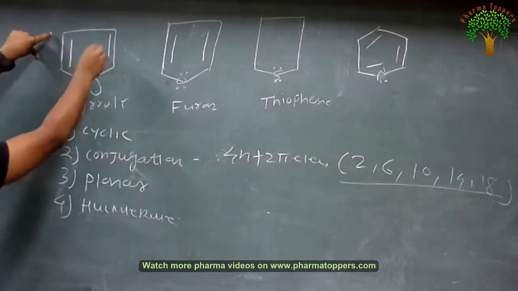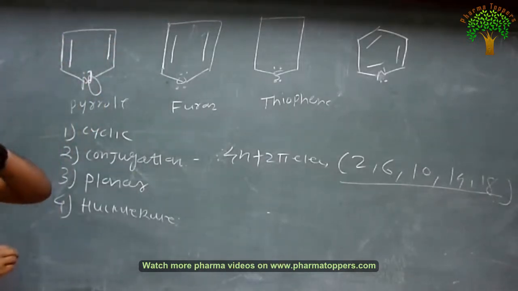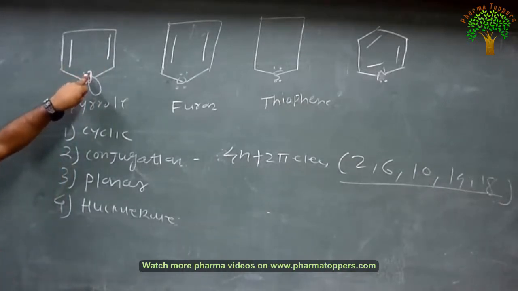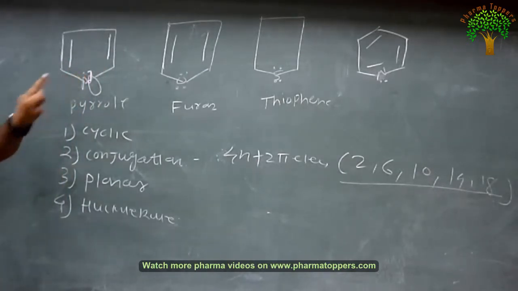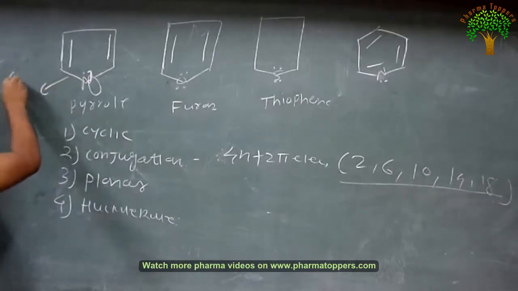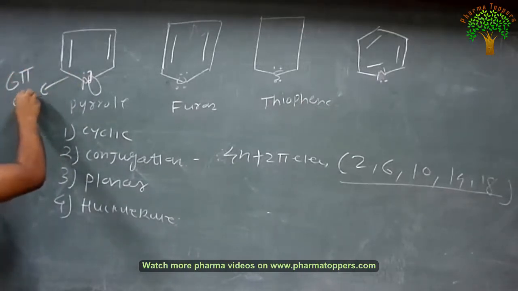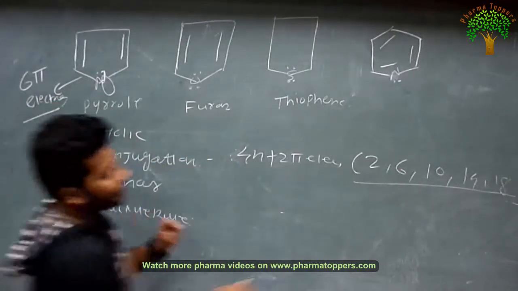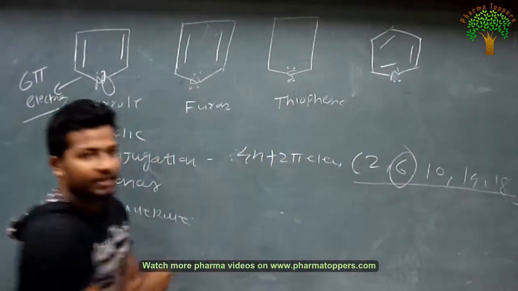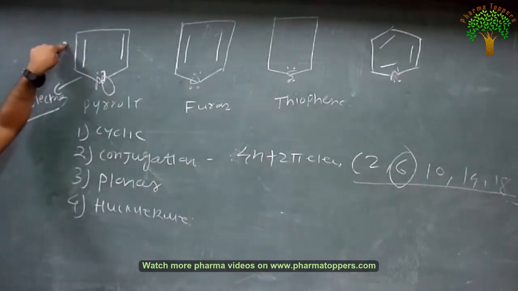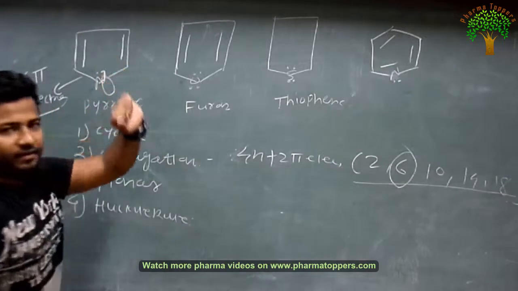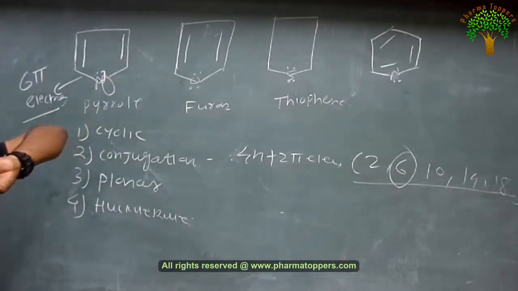This is the double bond, this is the double bond. Each double bond contains 2 pi electrons: 2, 2, 4, and 2 lone pair electrons. That's why this structure contains 6 pi electrons. If you see the Huckel rule, 6 pi electrons means it is aromatic. In the case of oxygen, that is furan, furan contains 2 lone pair of electrons.